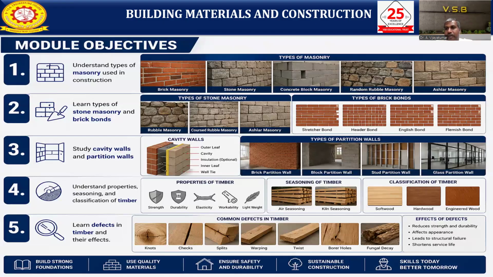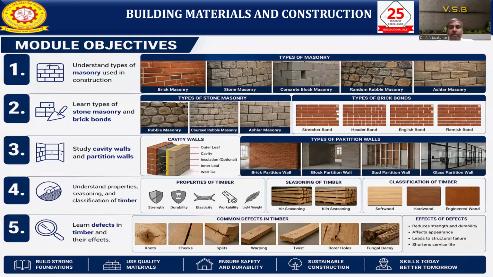Okay, when the same course has both stretcher as well as header, that is called Flemish bond. Further, students need to understand what a cavity wall is, where we can use the cavity wall, as well as the partition wall. Some of the types of partition walls we use in normal construction: one is the brick partition wall. We can use block partition walls, stud partition walls, glass partition walls. These are all used in normal life.